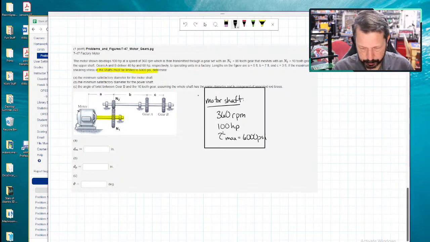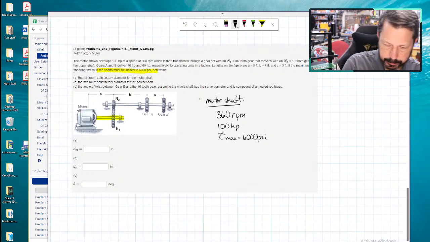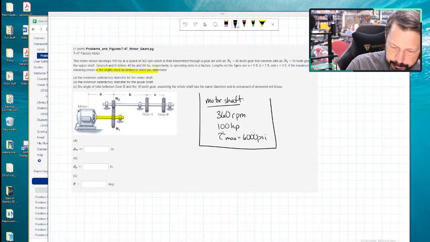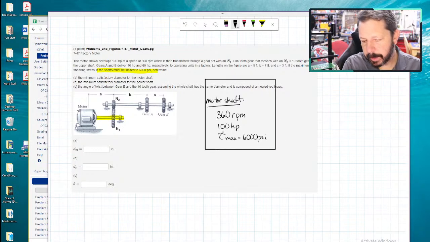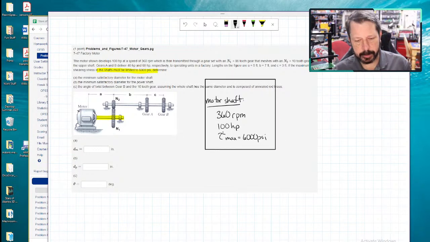Oh, made it too small. Let's try it again. Huh. Good enough. Good enough.